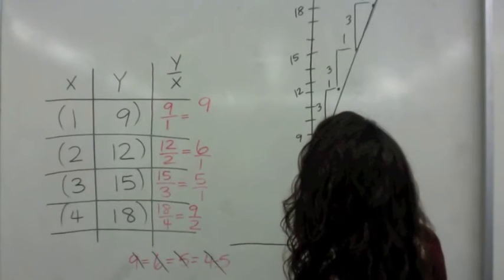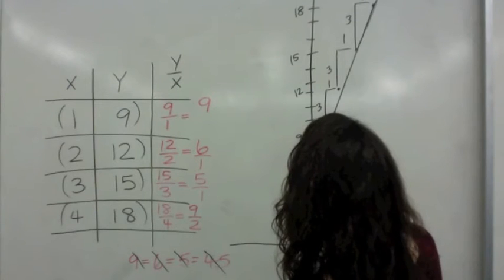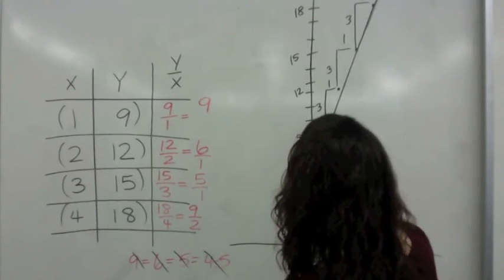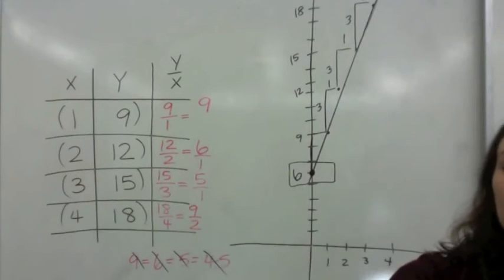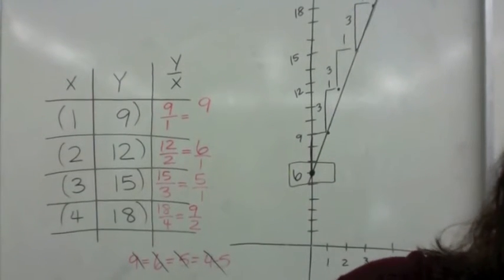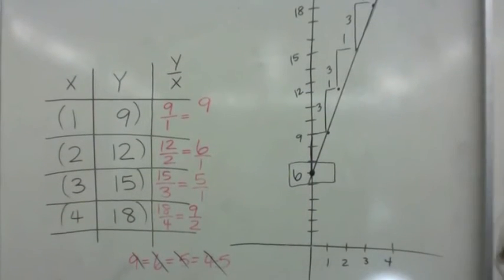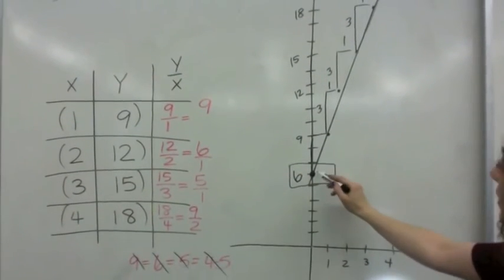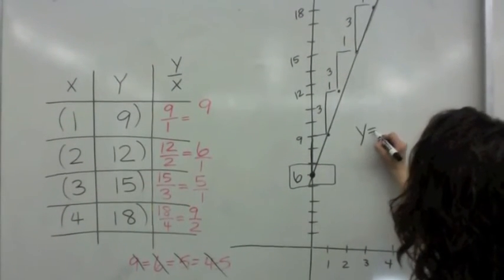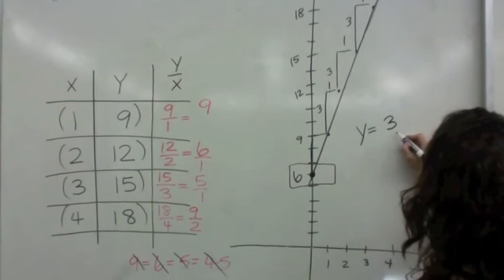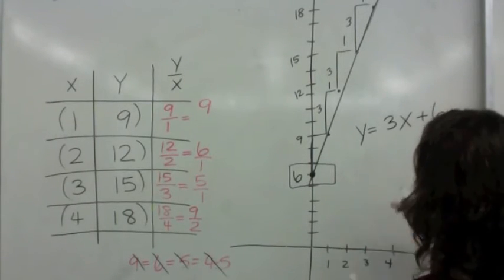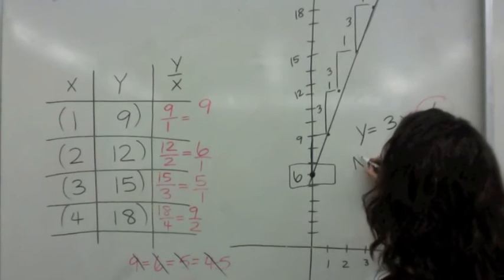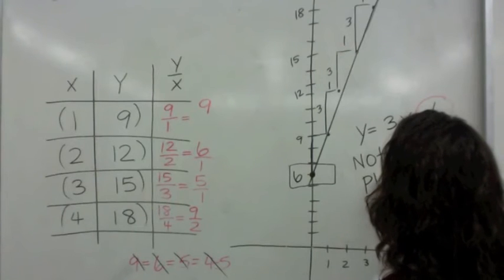So if we were to go over 1 and down 3, we do get to the y-intercept, which we see is what? We see that the y-intercept is 6. So if you have an equation that has a y-intercept that is not 0, in this case it's 6, then y equals, remember the slope is 3 over 1, 3x plus 6. If you have an equation with a y-intercept other than 0, this is not proportional.